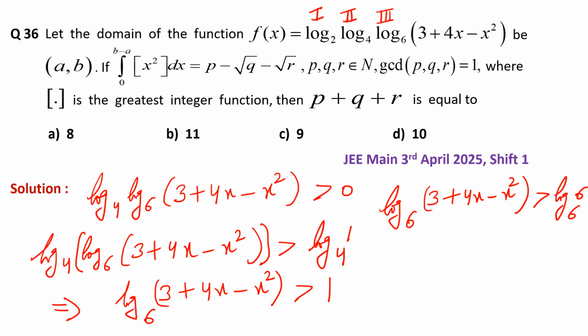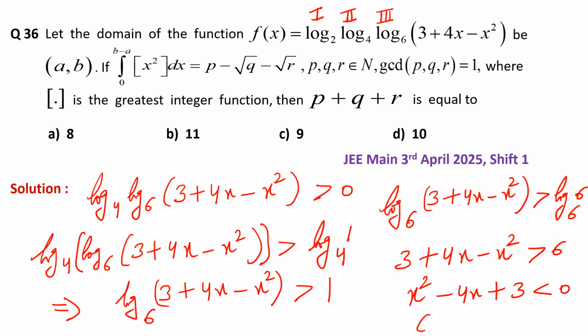So that means from here, now I can write 3 + 4x - x² greater than 6, or x² - 4x + 3 less than 0. So this clearly means (x - 1)(x - 3) less than 0. So students, we get the domain of the function f(x) as the open interval (1, 3).